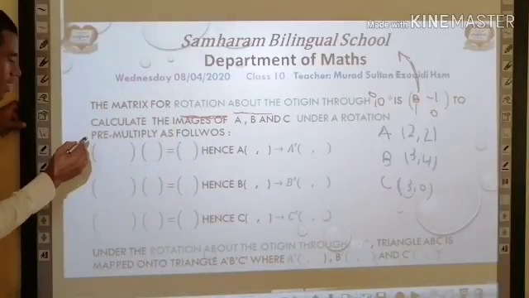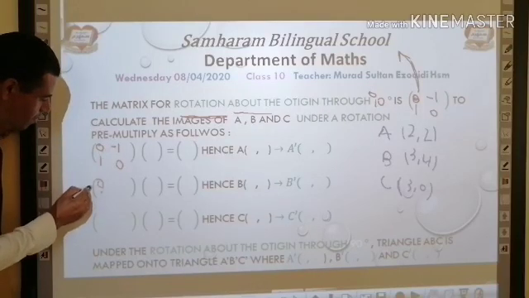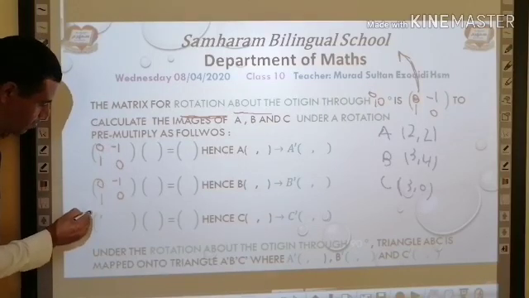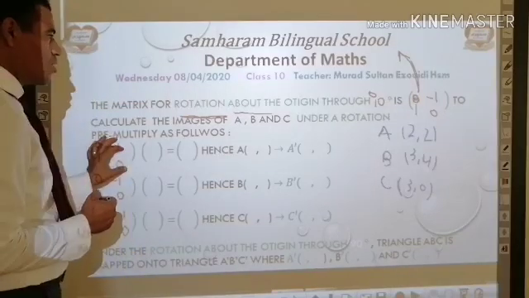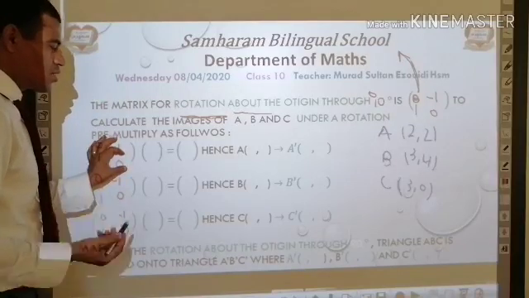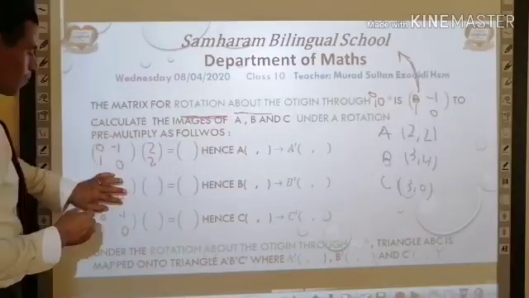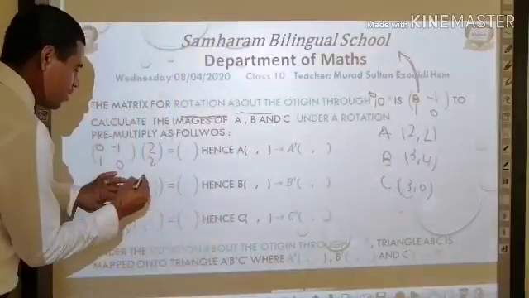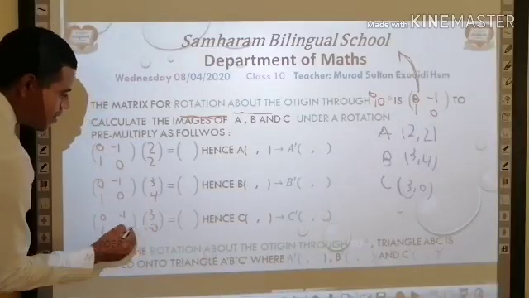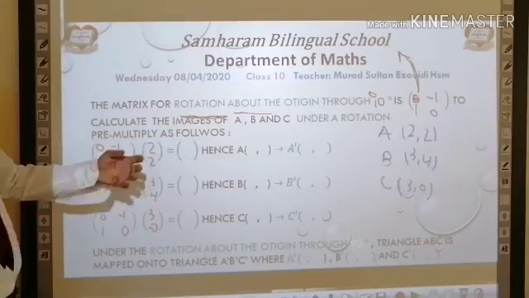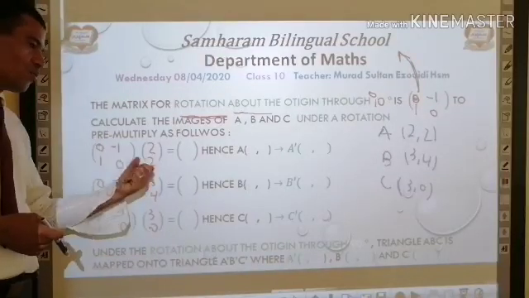So I will just write my matrix as 0, negative 1, 1, 0. I multiply by this matrix for rotation about the origin through 90 degrees counterclockwise by the coordinates of A first, 2, 2. Then the same, I will multiply by the coordinates of B, which is 3, 4. And the last one will be 3, 0. Now I will find the product of these two matrices, 2 by 2 and 2 by 1.